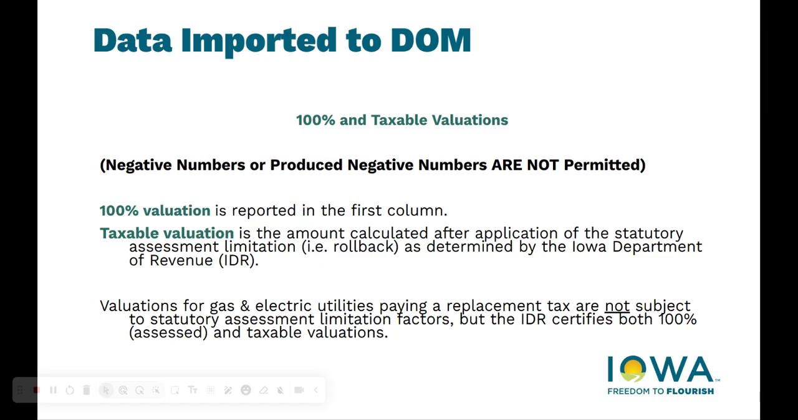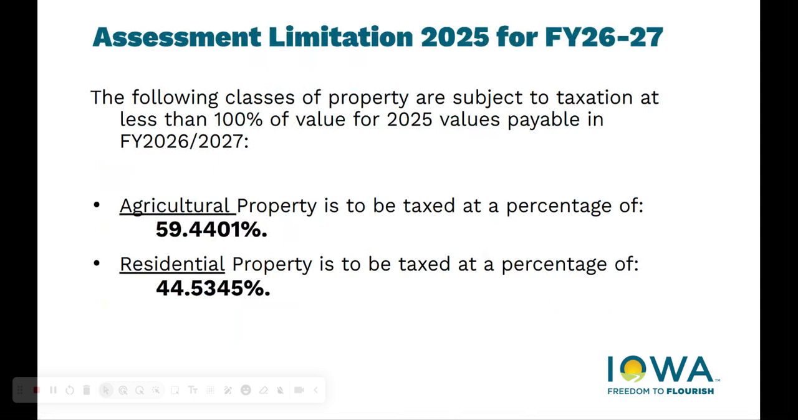Valuations for gas and electric utilities that pay a replacement tax are not subject to an assessment limitation, but when you get those values from the Department of Revenue, you'll see both 100% value and/or assessed value and taxable value. And when we talk about assessment limitations for the 2025 submission of property values, so this would be for the fiscal year 26-27 budgets, the following classes of property are subject to taxation at less than 100% of their value. So they have an assessment limitation applied to them.